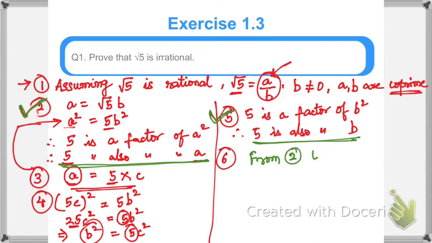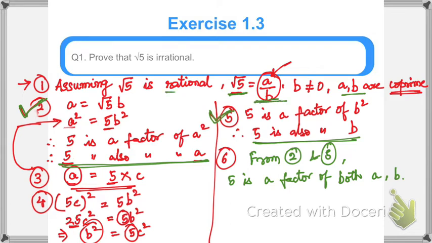So from 2 and 5, we can write that 5 is a factor of both a and b. But as we assumed that root 5 is equals to a by b, that is root 5 is rational, we have assumed, and that is why a and b were co-prime numbers. So as they were co-prime, this a and b did not have any common factor. But here we got that 5 is a common factor of a and b.